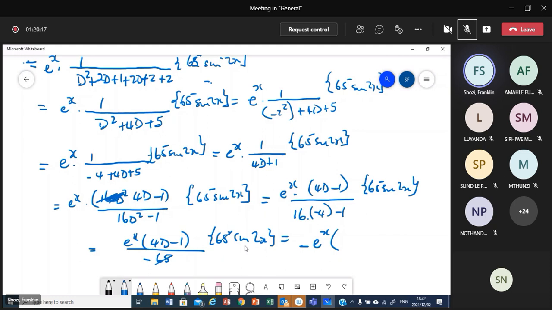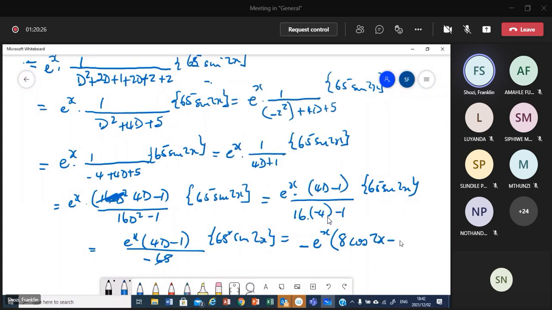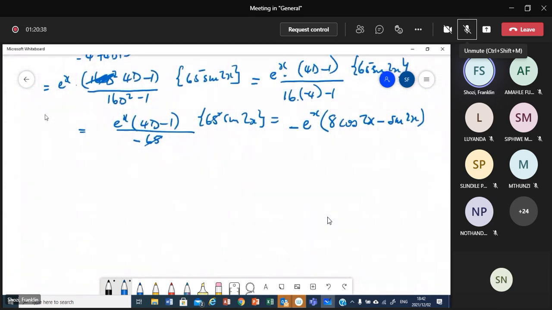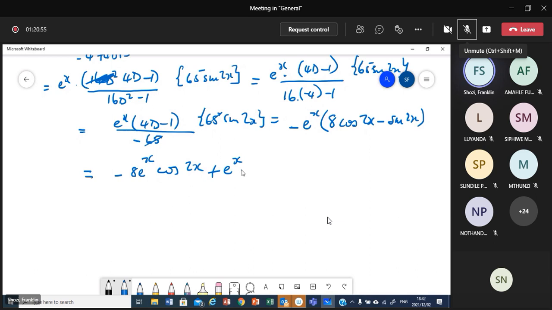Derivative of sine 2x is what? It's 2 cos 2x times 4 is 8 cos 2x, minus what? 1 times that, it's minus what? It's minus sine 2x. Finally, if you clear that out, that becomes what? That becomes minus 8 e to the power x cos 2x plus a e to the power x sine 2x. This is your YPI.